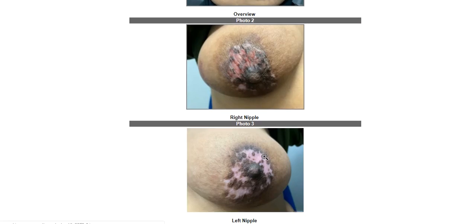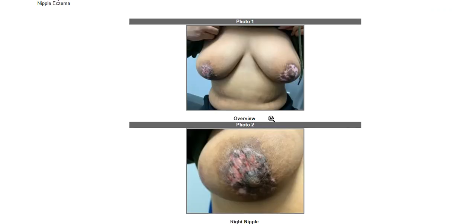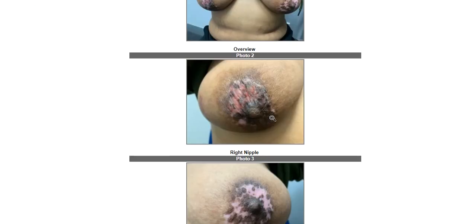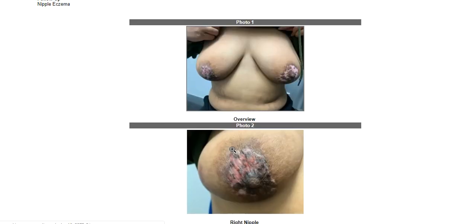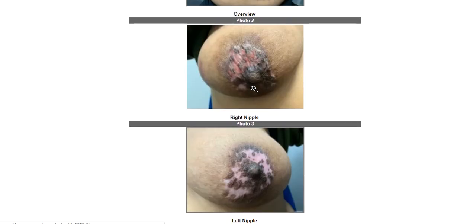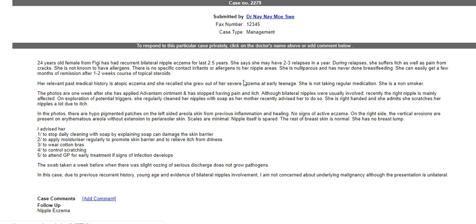If she's right-handed, it's perhaps easier to rub and scratch the right side than the left. You just want a good strong topical steroid to break the itch scratch cycle, but it's interesting that she can go a couple of months without much in the way of symptoms at all, and then it starts to get itchy again. It's very difficult to explain why.